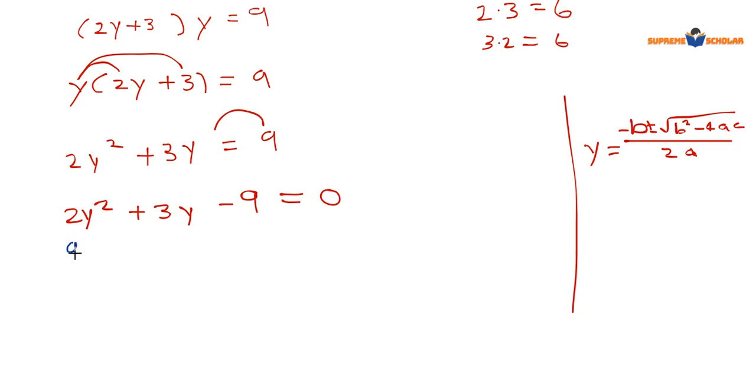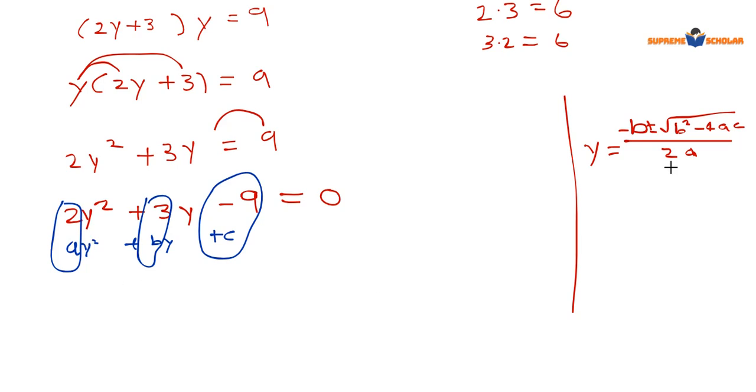So just to make it clear for you, this is ay squared plus by plus c, which means that c will be 9 and b will be 3 and a will be 2. Okay, you could just use that, put it in your equation over there, and get straight to the answer. Or you could factorize.